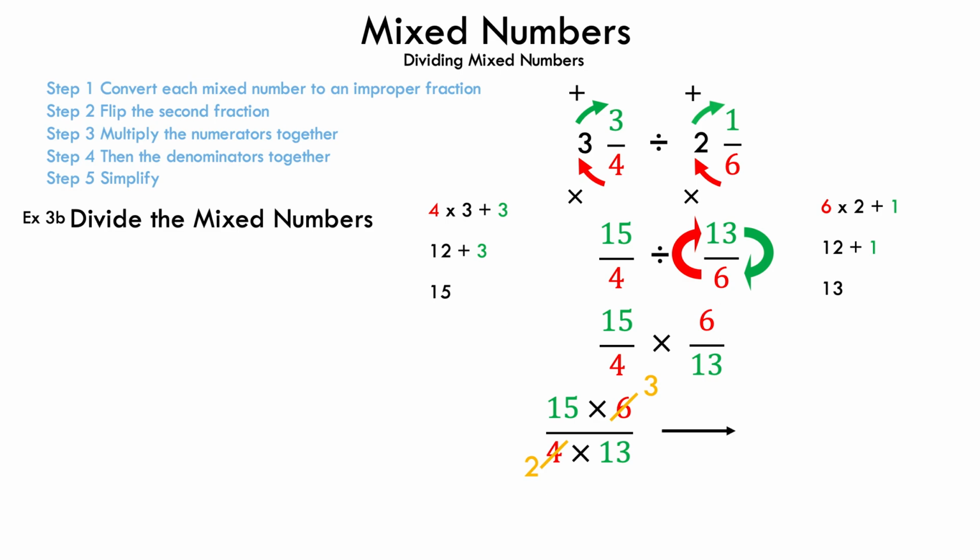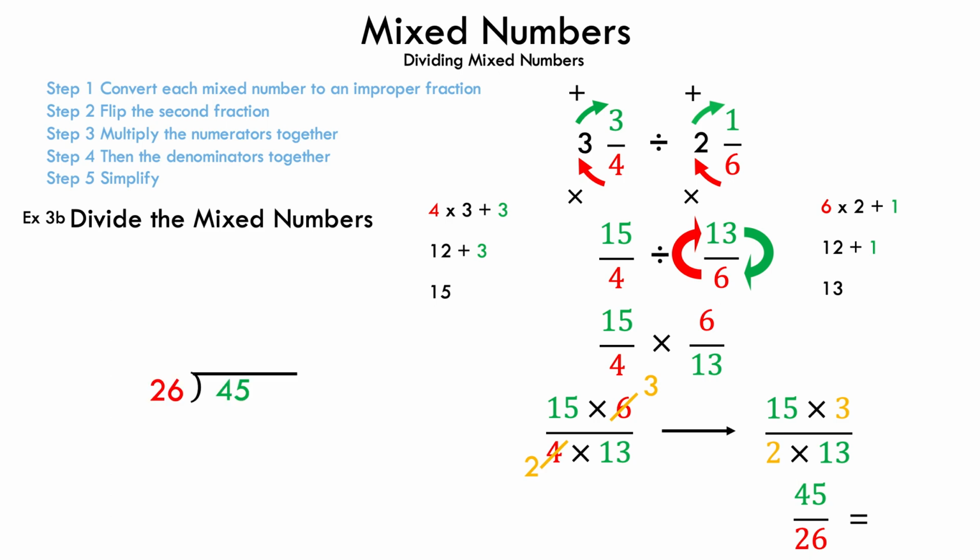Now we're going to rewrite our number so it's easier to see what is happening. So now we have 15 times 3 over 2 times 13. And that gives us 45 over 26. Because 15 times 3 is 45 and 2 times 13 is 26.